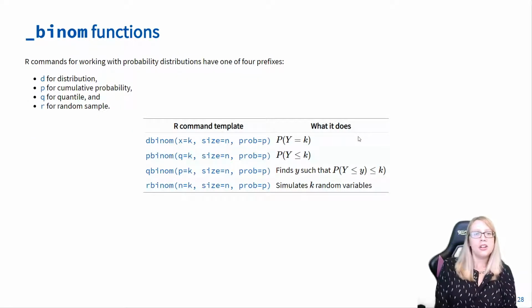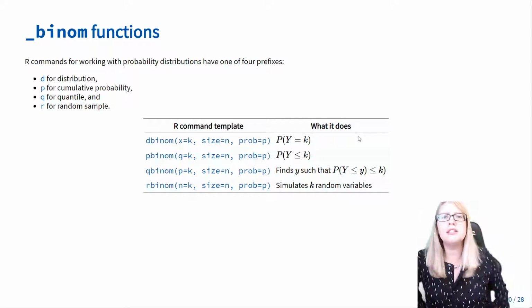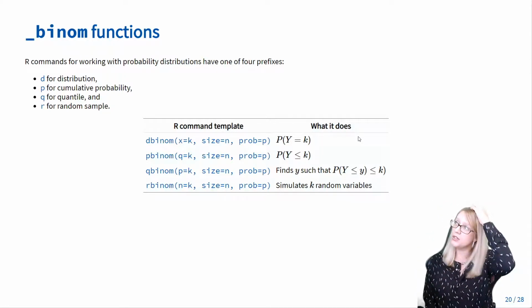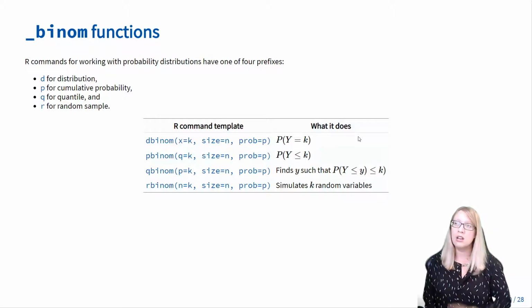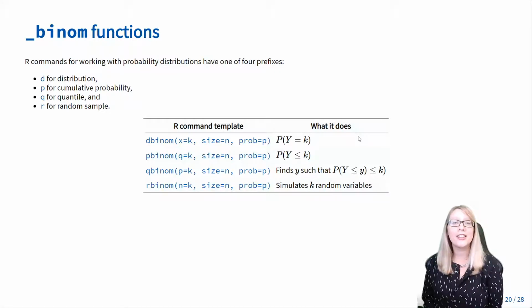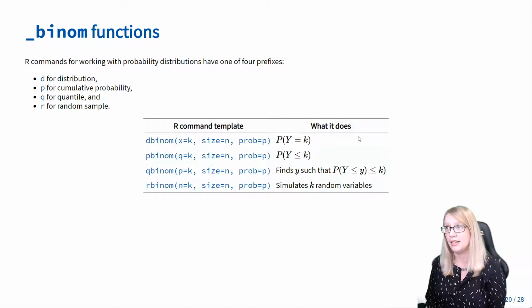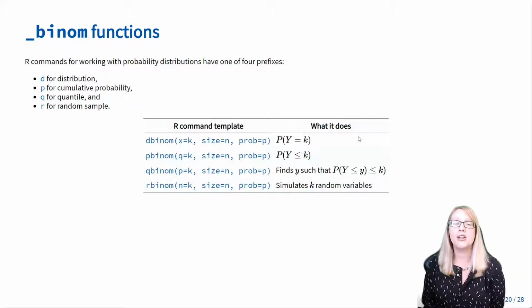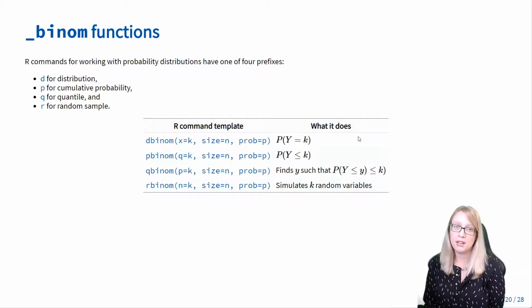Now, it turns out that there are a few more binom functions in R that we might want to use, and let's go through what each of them are. So the dbinom function we've already seen calculates distributions or probabilities. The pbinom function calculates cumulative probability up to a particular point.